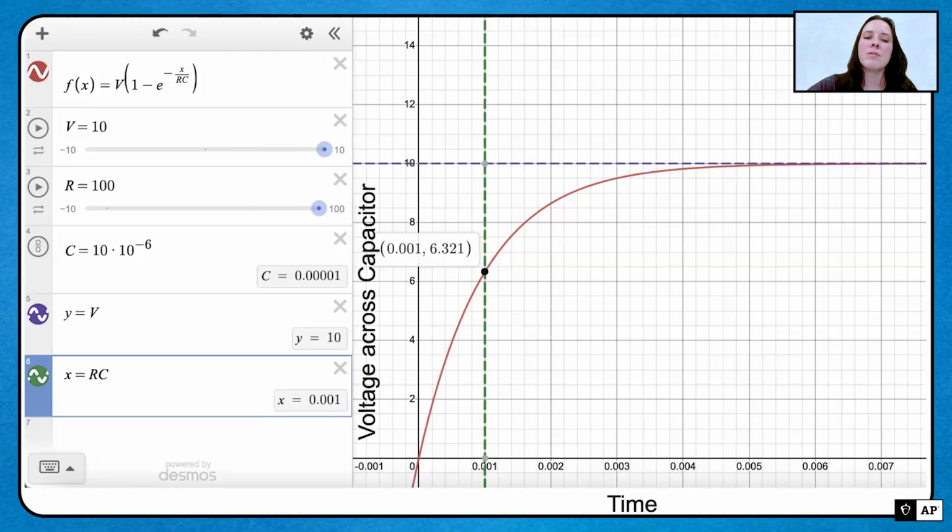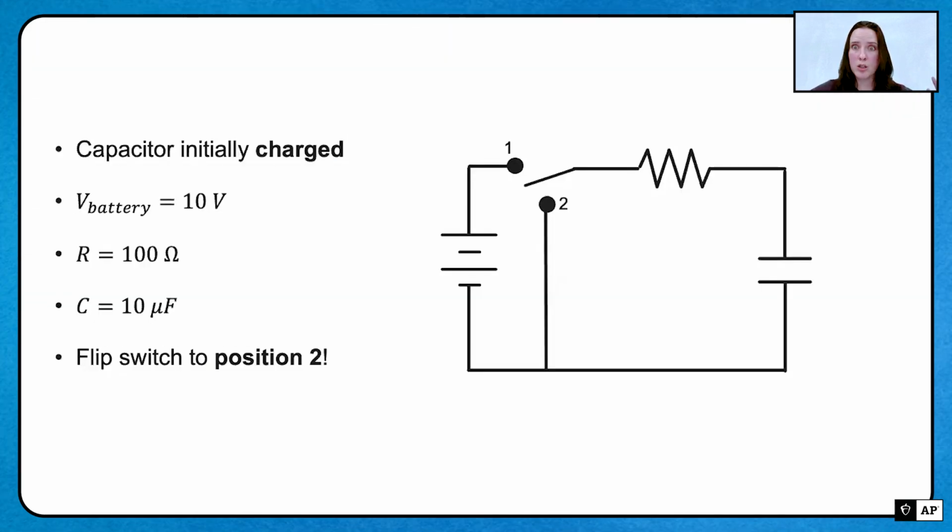Yes. Our voltage rapidly starts growing after 0.001 seconds or 1 millisecond. We're 63% full. And then we're going to keep growing until eventually we taper off and we're like, all right, I'm done. I'm full. Have fun. So now we're charged. Let's see what this looks like when we're discharging.